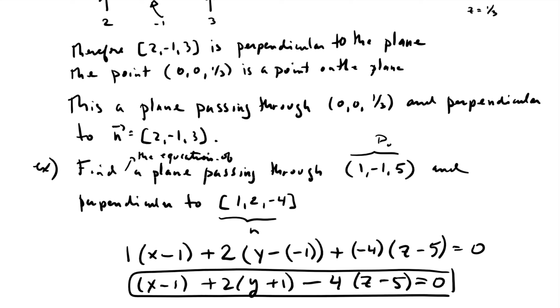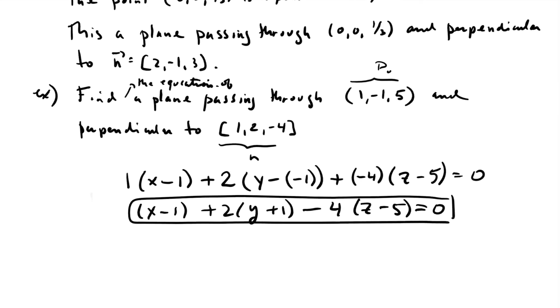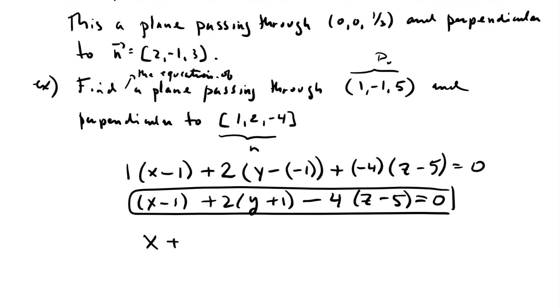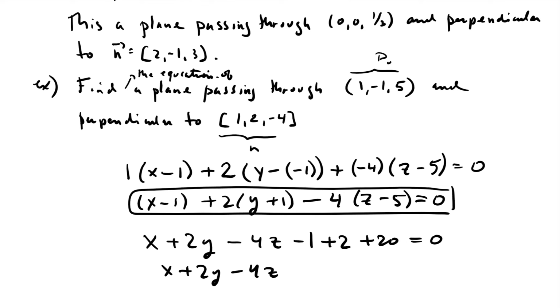If I expand it, I'm going to be able to write it in the form ax plus by plus cz plus d equals 0. What would that give me here? Minus 1 plus 2 plus 20 equals 0. So if I regroup my constants, this is plus 21.